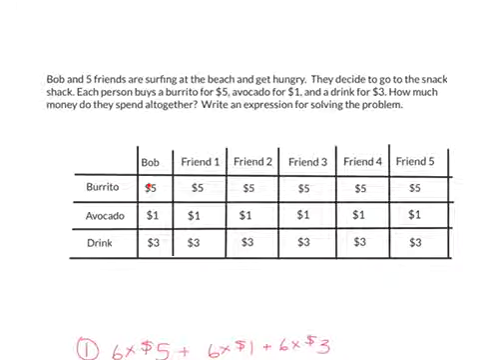So we have $5 each for the burritos, $1 for the avocados, and $3 for the drinks. So we have 1, 2, 3, 4, 5, 6 times 5. So altogether they spent $30 on the burrito. For avocado, they have 6 times 1. 1, 2, 3, 4, 5, 6, which is $6 on the avocado, and 3 times 6 for the drinks. So they spent $18 altogether on drinks.